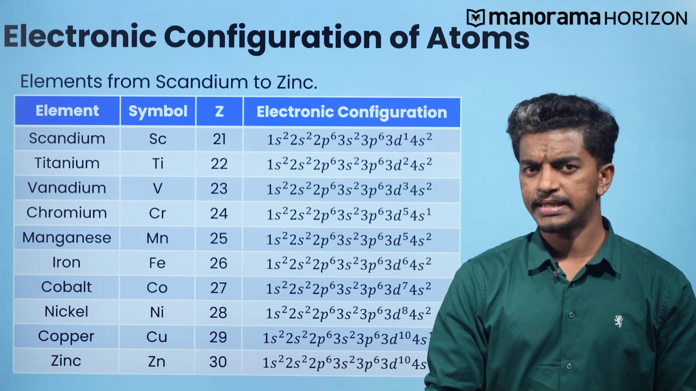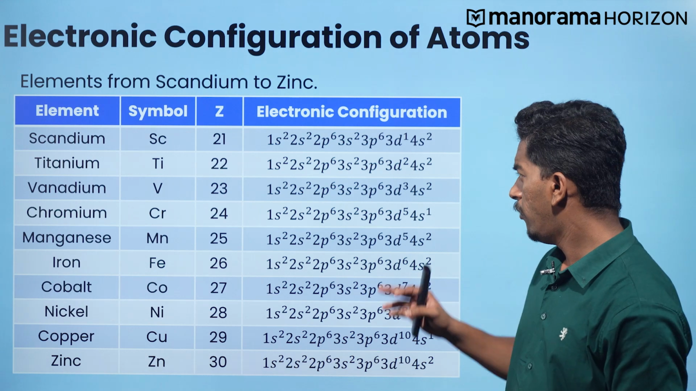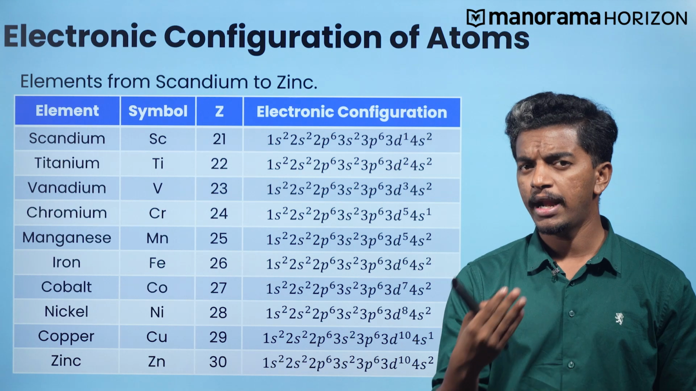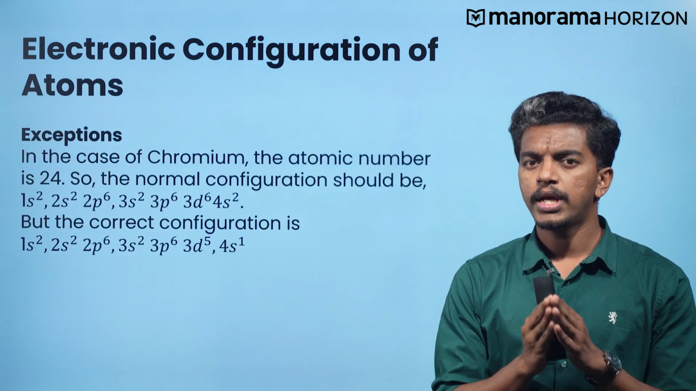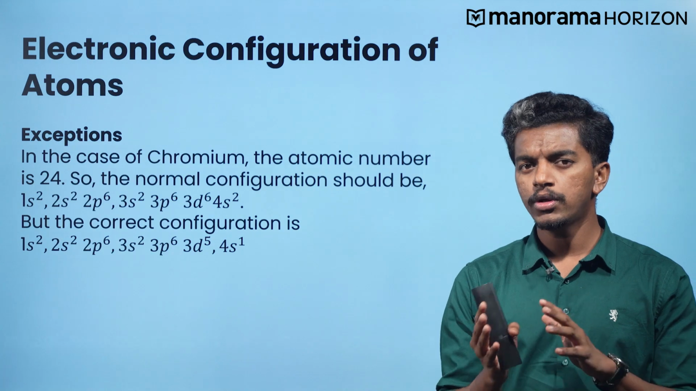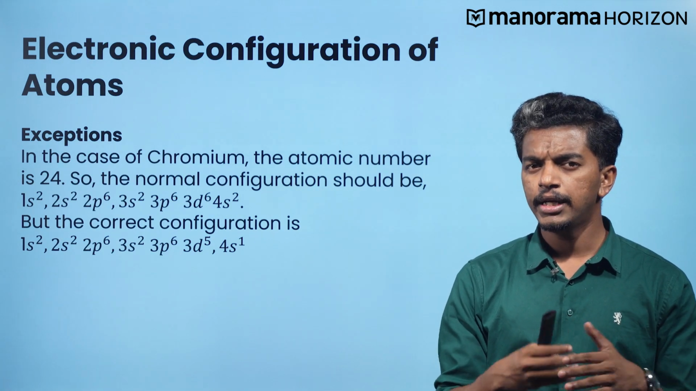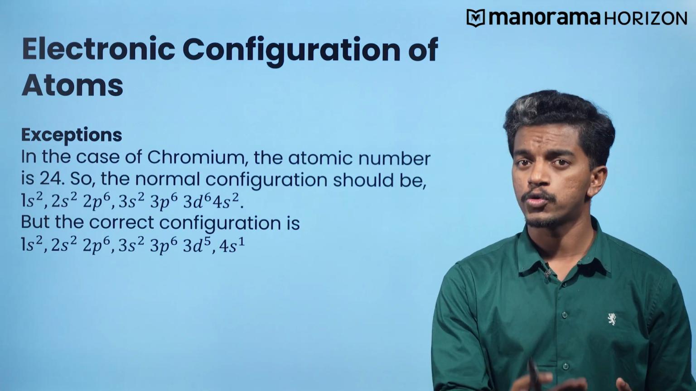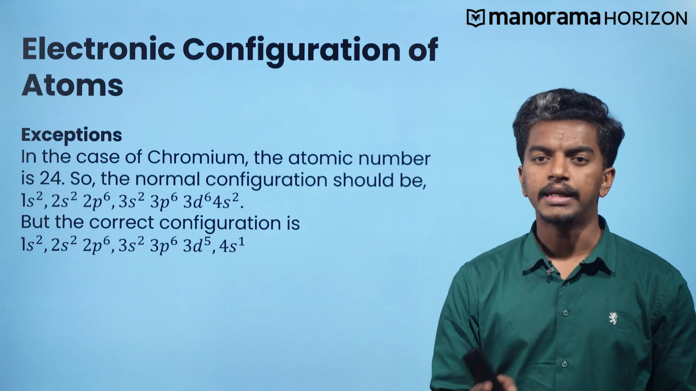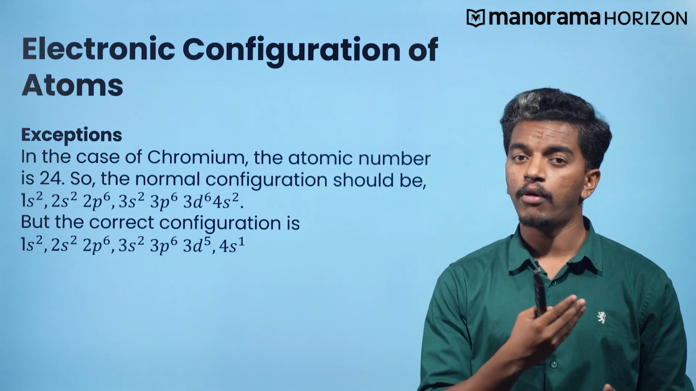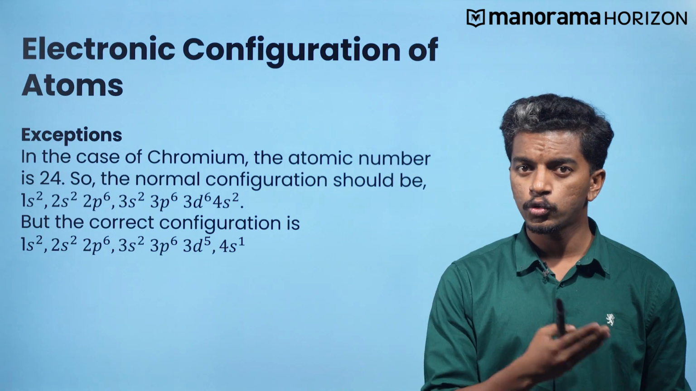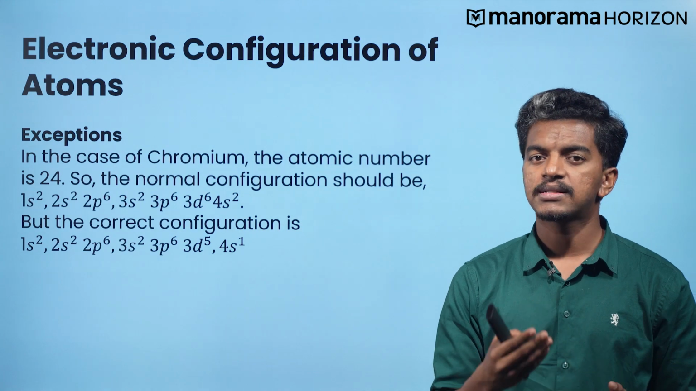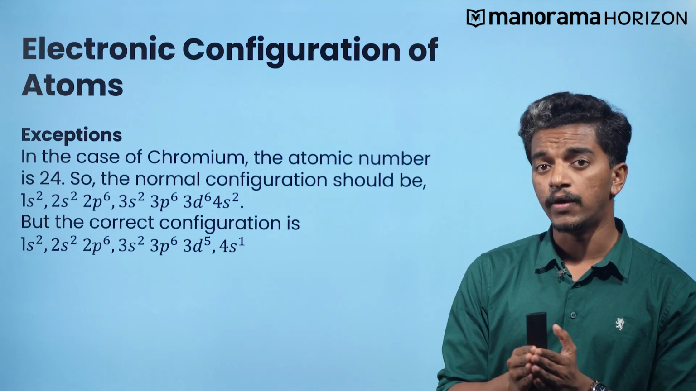But did you notice that chromium and copper have 5 electrons and 10 electrons in the 3d subshell rather than 4 and 9? Take chromium, whose atomic number is 24. According to the normal configuration we have studied, it would have been 1s2, 2s2, 2p6, 3s2, 3p6, 3d4, 4s2. But this configuration is incorrect. The correct configuration is 1s2, 2s2, 2p6, 3s2, 3p6, 3d5, 4s1. The reason is the extra stability of fully filled and half-filled orbitals.